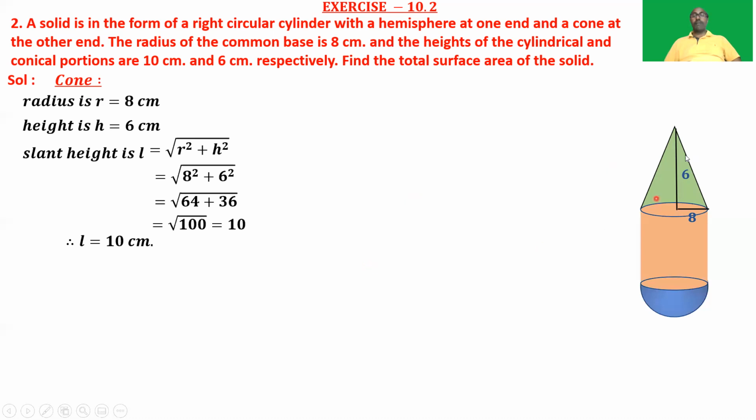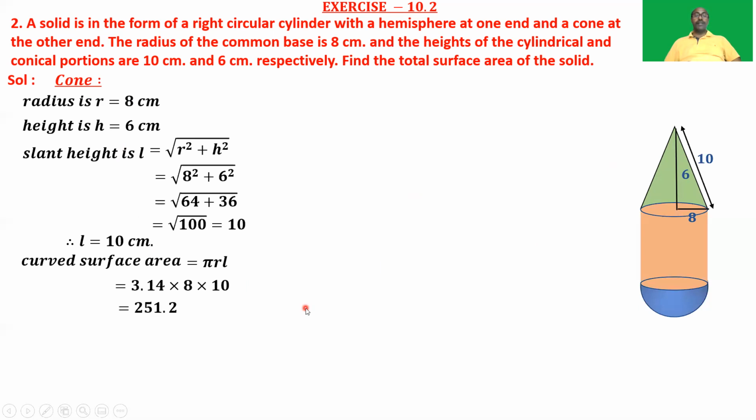Now the curved surface area of the cone is pi RL. By substituting R is equal to 8 and L is equal to 10 and pi is equal to 3.14, we get 251.2 centimeters square. So the curved surface area of the conical part is 251.2 centimeters square. So the second one is the cylinder.